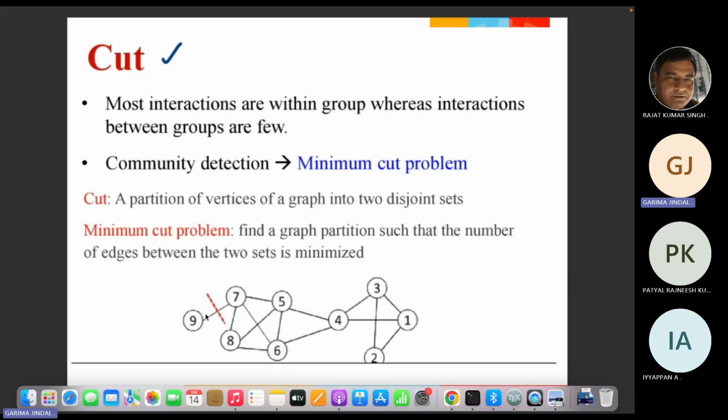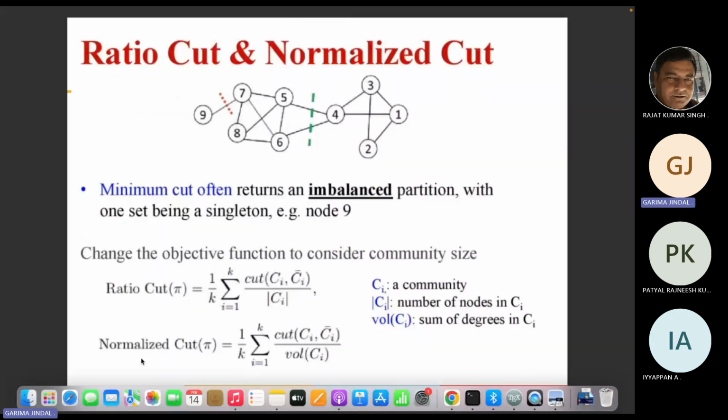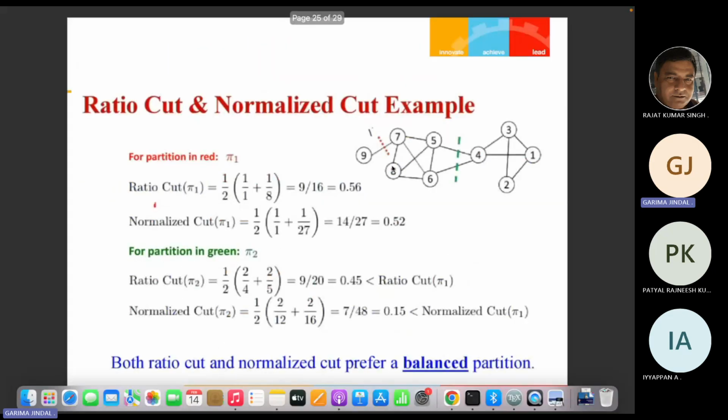Okay, so here I have an unbalanced community. One community has just node 9 and the other community has all the other nodes. So in order to avoid this, we need to use ratio cut and normalized cut. By using the value of ratio cut and the normalized cut, you can have balanced communities.